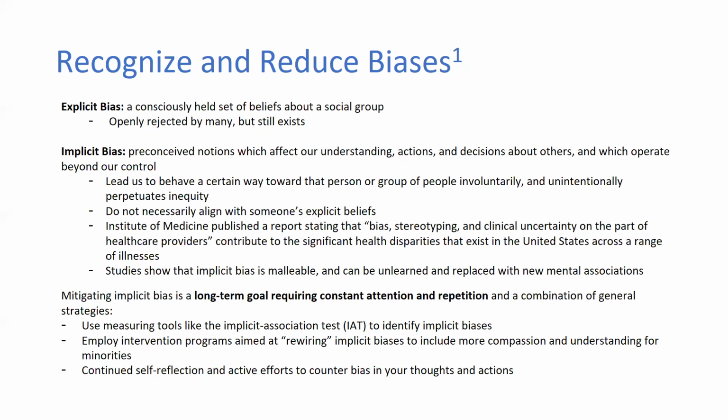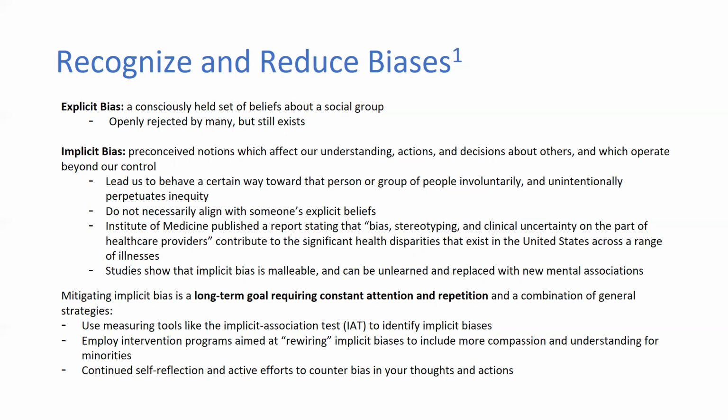These currently still exist. Explicit bias is more openly rejected by society and by individuals as inappropriate. However, it does still persist within our society, and it's important to recognize, refute, and combat it within our own practices as well as the practices of our peers.